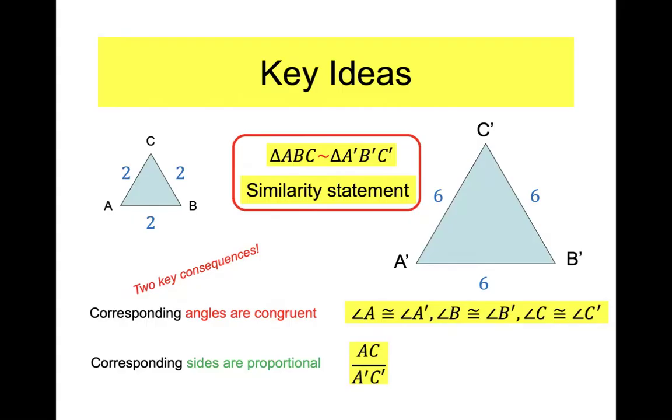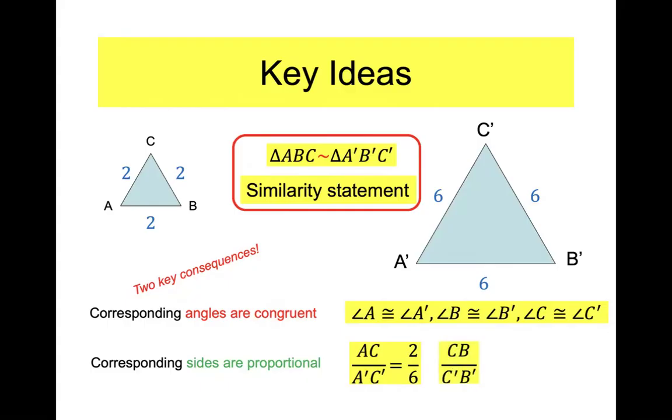Okay, cool. So what would that equal? Well, AC is 2 and A prime C prime is 6. That reduces to 1/3. Just for a second, I'm not going to reduce. Well, let's pick another side. Now, I've already established the pattern of small triangle compared to large triangle, so I'm going to stick with the small triangle and pick one of the other two sides.